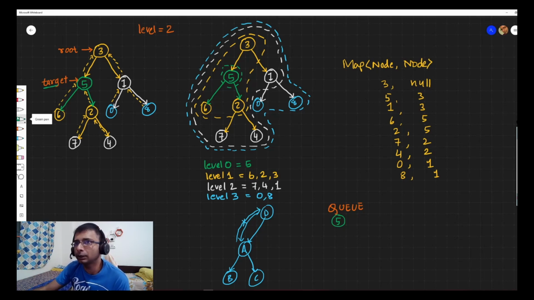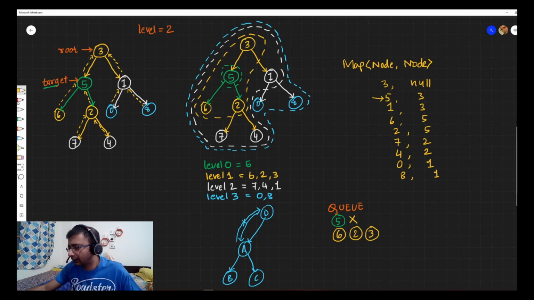Next I will ask 5 who's your left child. It'll give me 6. I'll ask who's your right child. It will give me 2. I'll ask who's your parent. It can check on this map and say that, okay, 3 is my parent. So 3 is here. We have completed exploring 5. Now I put 5 into a set called the visited set, because 5 has been completely explored. Its left child, right child, and parent have been explored. Now I start popping out from the queue again.